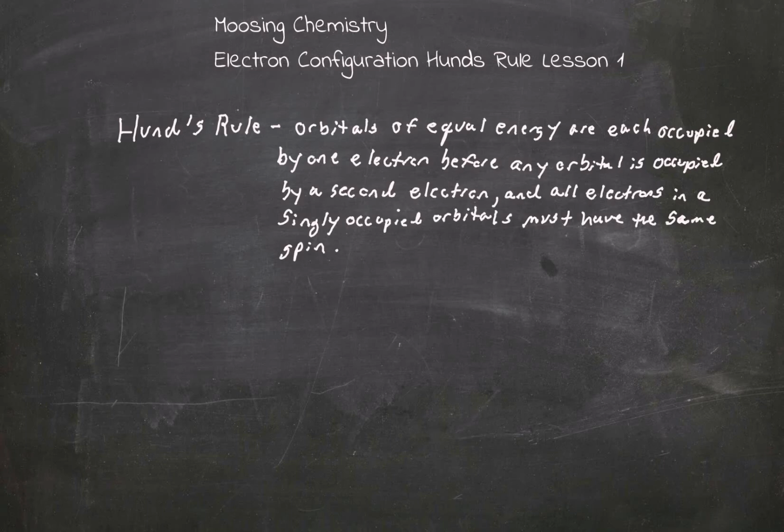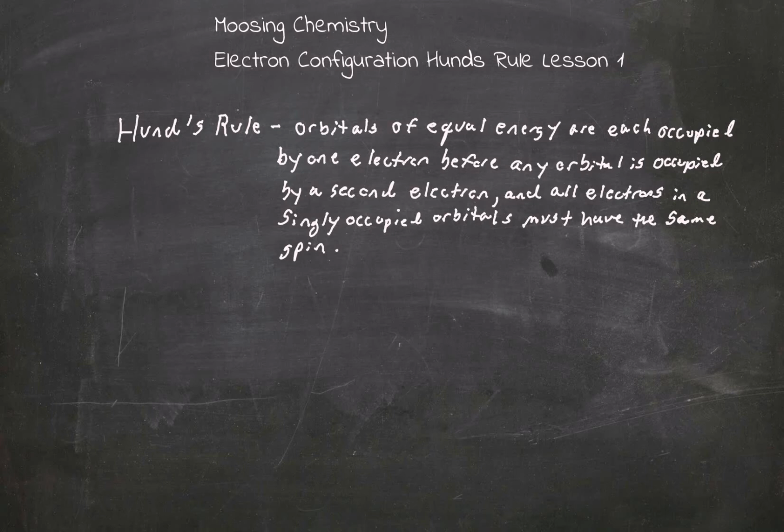Alright, now let's look at Hund's rule. Hund's rule states that orbitals of equal energy are each occupied by one electron before any other orbital is occupied by a second electron. And all electrons in singly occupied orbitals must have the same spin.